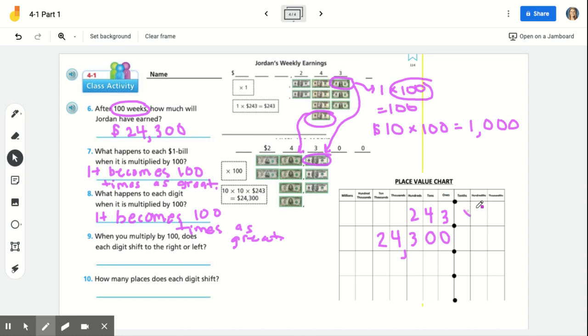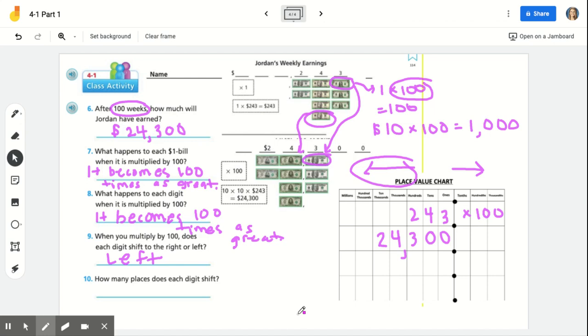Well, again, we're multiplying by 100 now. What do you notice about the digits? Let's just take a look at the 2. The 2 went from the hundreds place value to the 10,000s place value. Did it go left or right? Yeah, it moved to the left. And I noticed that all of them moved to the left. The 4 moved from the tens over to the thousands. The 3 moved over from the ones to the hundreds. They're moving to the left. So that's our answer for number 9. Go ahead and write that in.